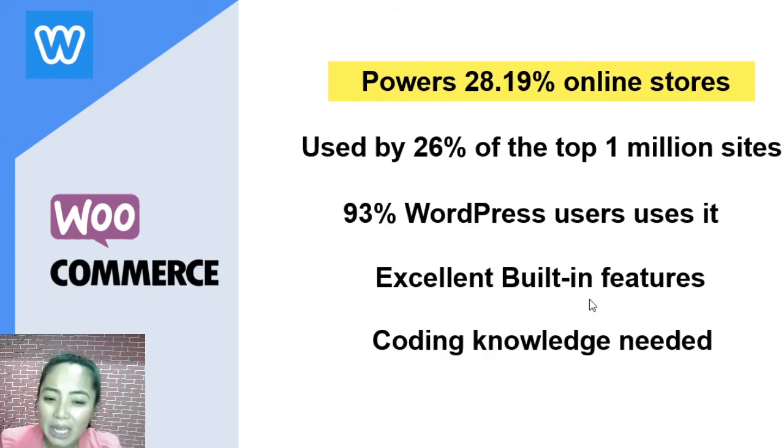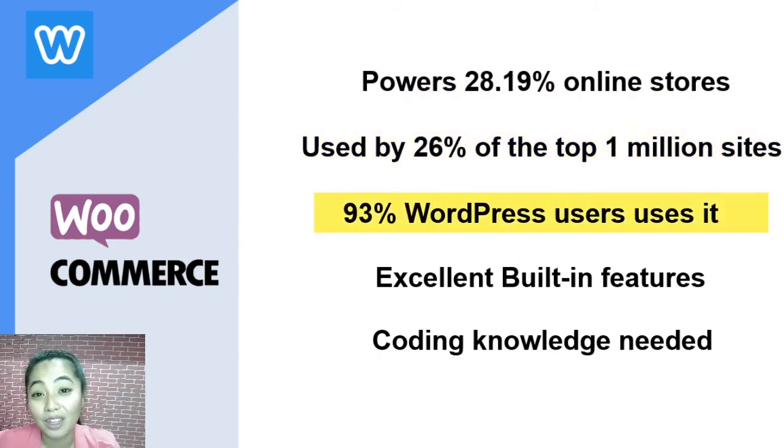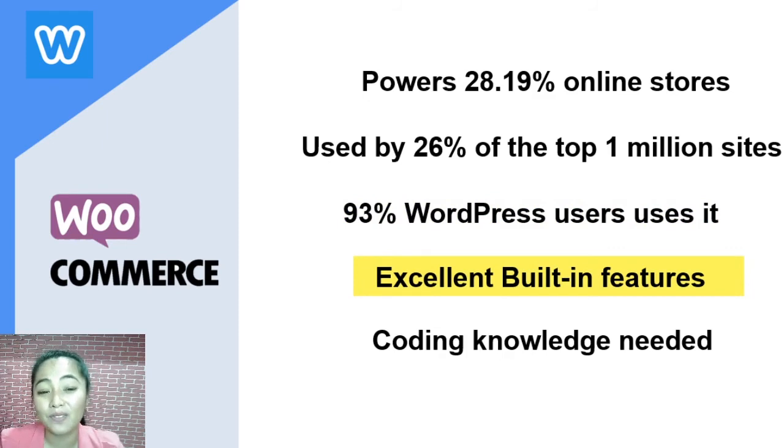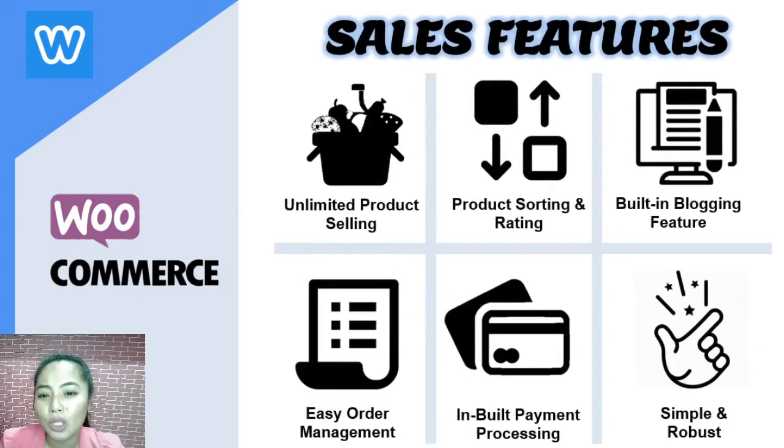WooCommerce powers over 28.19% of all online stores. 26% of the top 1 million e-commerce sites today use WooCommerce, and 93% of all the WordPress e-commerce websites use the WooCommerce plugin. WooCommerce built-in features make the purchase easy and stress-free for customers. However, you need to have coding knowledge or at least basic coding skills when you are using WooCommerce. Now, many are attracted to using WooCommerce because it boasts the following sales features.